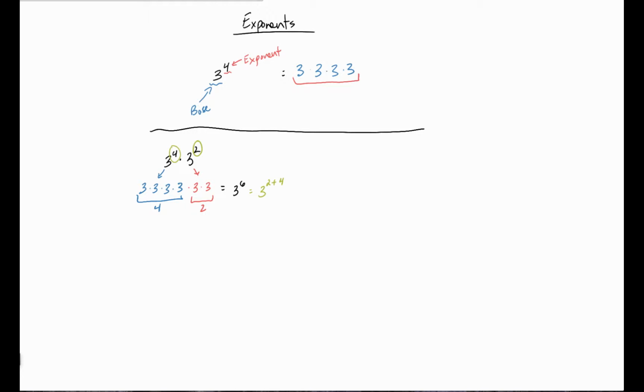So what if we had two different bases? So let's say we had 3 to the 4th times 5 to the 3rd. Well, once again, the 3 to the 4th means we have 4 3's, and the 5 to the 3rd means we have 3 5's. Well, unfortunately, none of these are the same, so we can't do anything with them. We cannot combine these together.